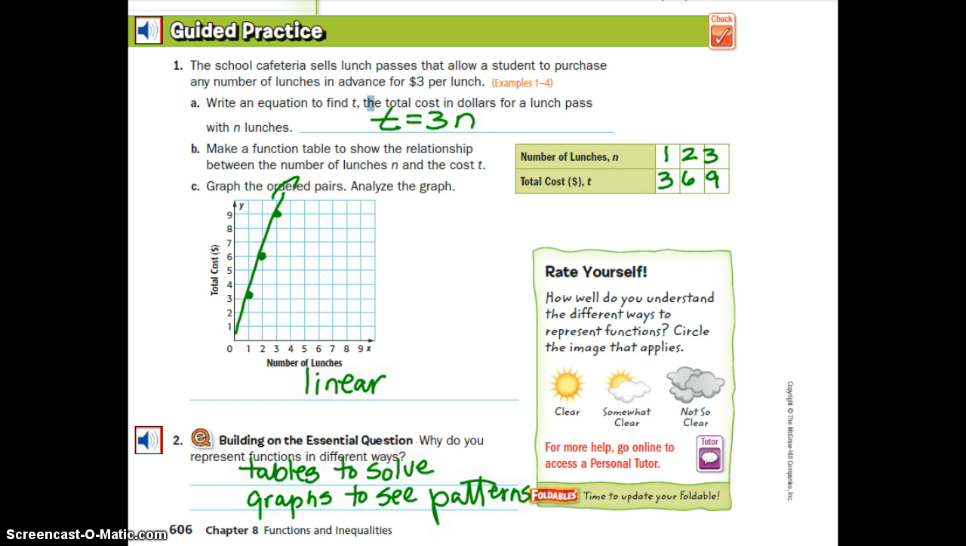Okay, so the first one, we have lunches costing 3 per lunch. So the total is T equals 3N. Then I fill out the table. For 1 lunch is $3, 2 is 6, 3 is 9. I graph it, I get a linear function.